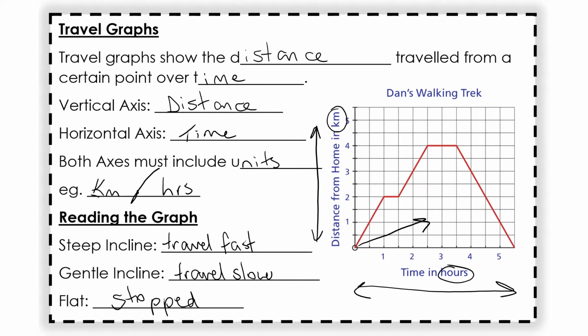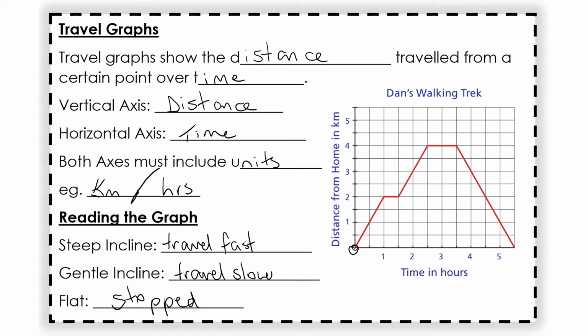So if we were to describe this story in front of us, we start at time 0 and we're traveling an hour, so after 1 hour we've traveled 2 kilometers away from home. We've traveled at a constant speed. Then we stop for half an hour. So we travel for 1 hour away from home and then we stop.